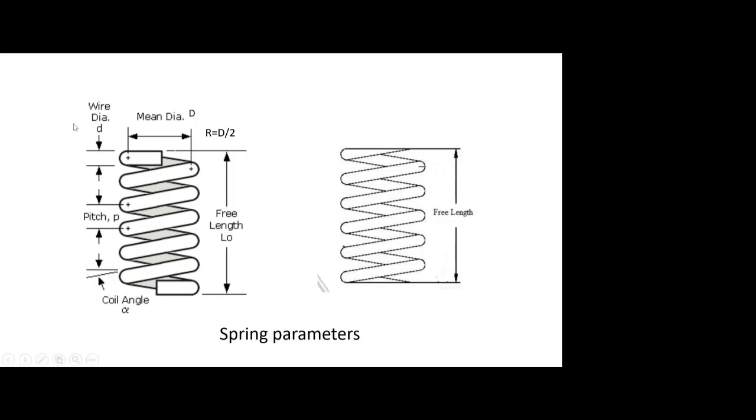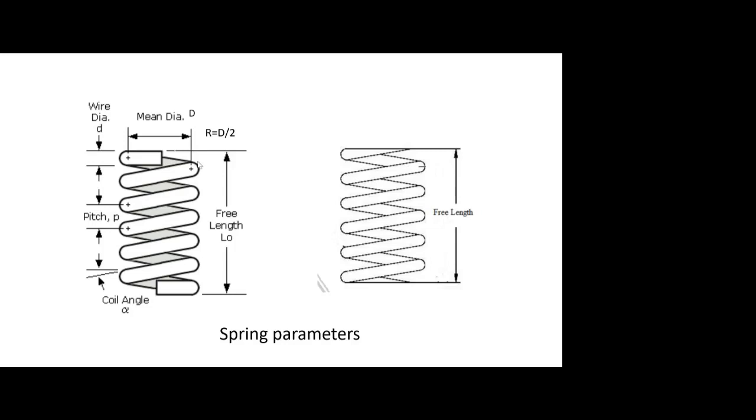Then small d is the wire diameter. That means this is the wire. The coil means the circular form in which it is wound. The diameter of that circular coil is called the diameter of the coil, and here it is the diameter of the wire. Both are required for the calculation. Then pitch means the distance between two adjacent coils, measured from the center of the top coil to the center of the next bottom, immediate coil.